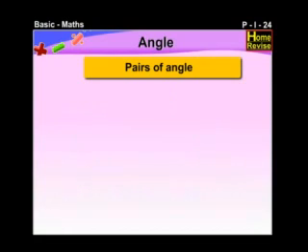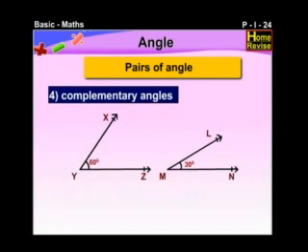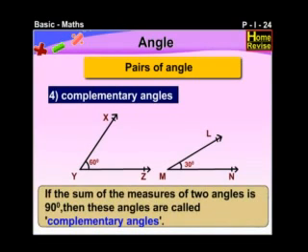Fourth type, complementary angles. See the definition. If the sum of the measures of two angles is 90 degrees, then these angles are called complementary angles.